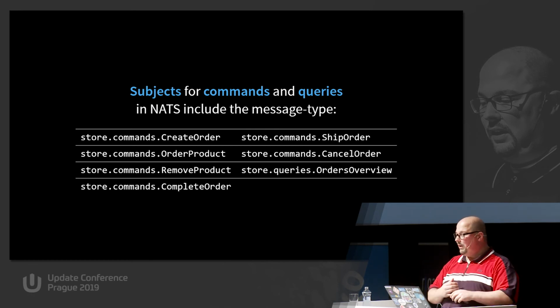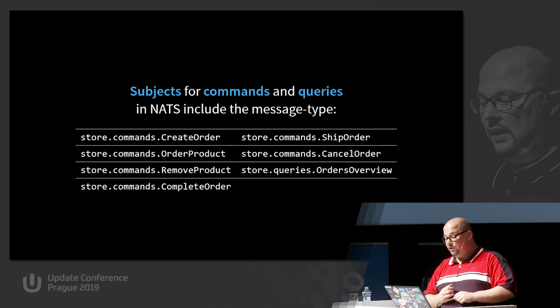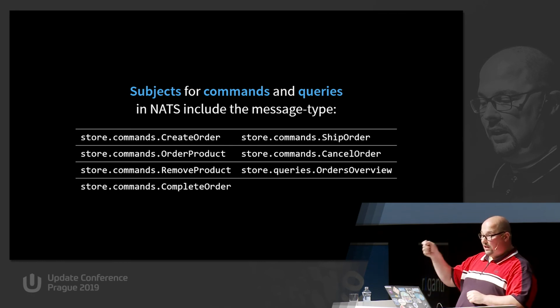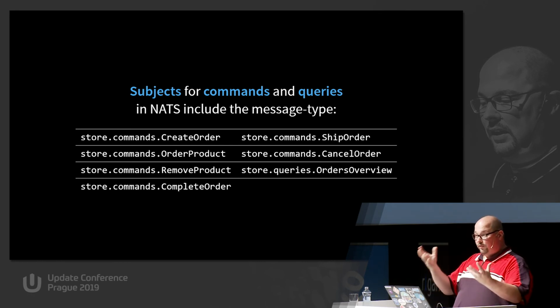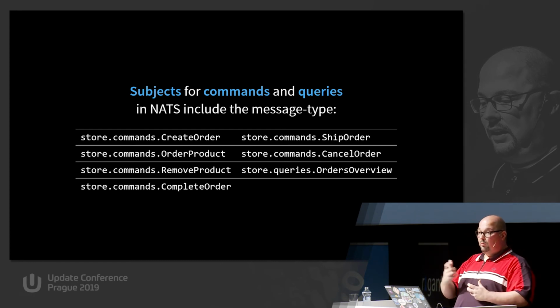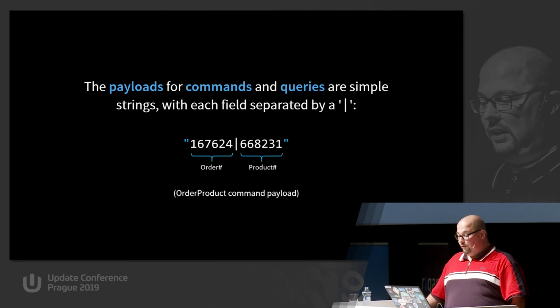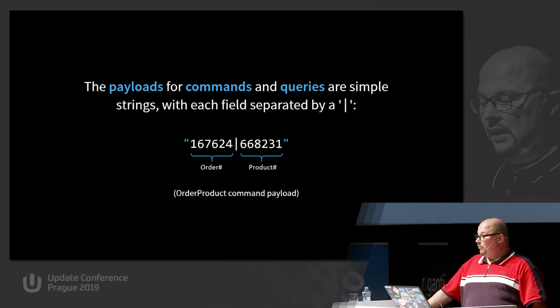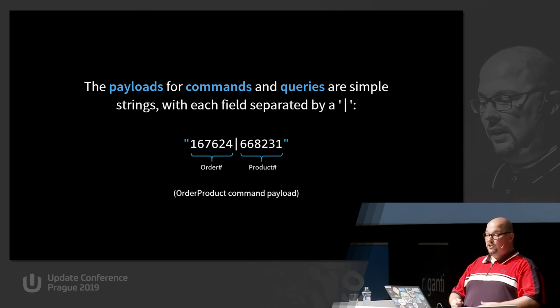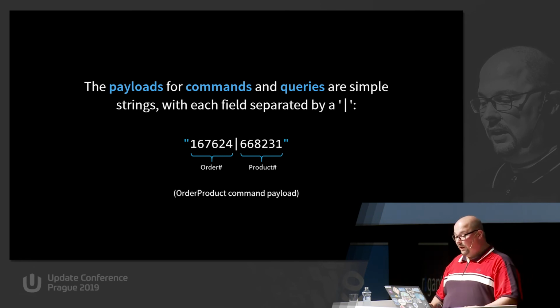I send a create order command, and then the order processing service will listen to store.commands.asterisk, and from the subject that comes in, it can determine what kind of command is in the payload and interpret that. So pretty easy stuff. And then I've created a very complicated protocol for sending the payload, which is I take the value of some fields, like an order number or a product number, and I just separate them by a pipe sign. Whatever. It's up to you, right? It's just strings, opaque bytes for NATS, so you can put in there what you want.